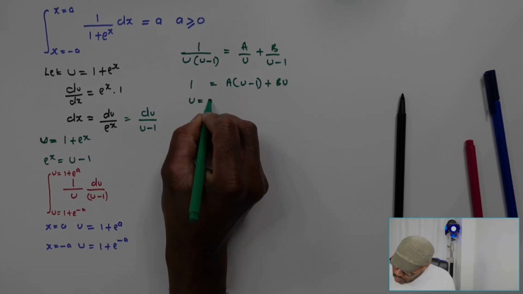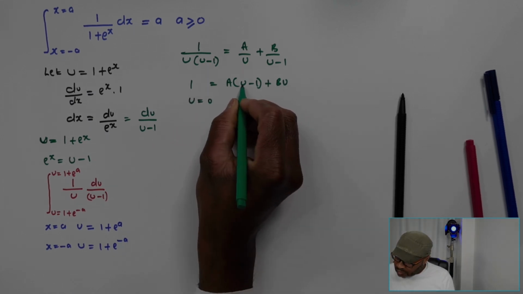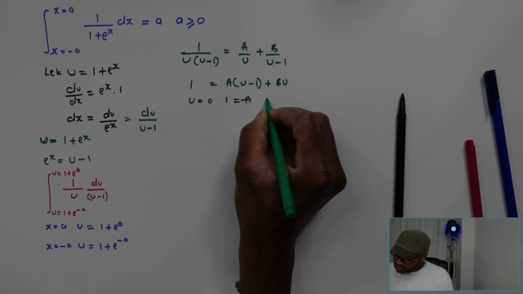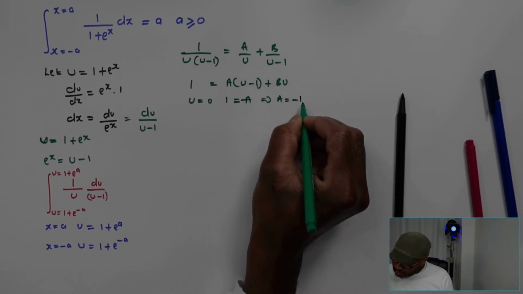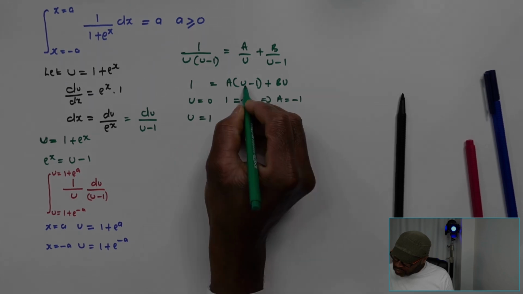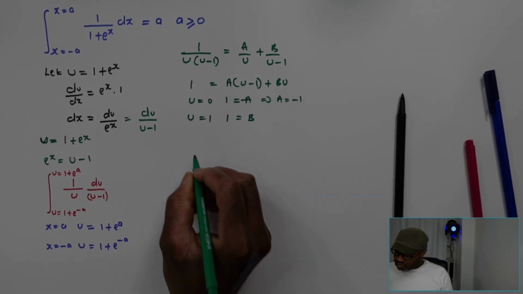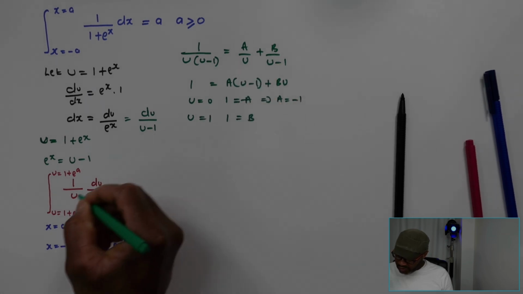When u equals 0, B will disappear, and I put 0 here: 1 equals A times minus 1, so 1 equals minus A. Therefore, A equals minus 1. When u equals 1, A disappears, and you get 1 equals B. So I'm going to put all that back into there.